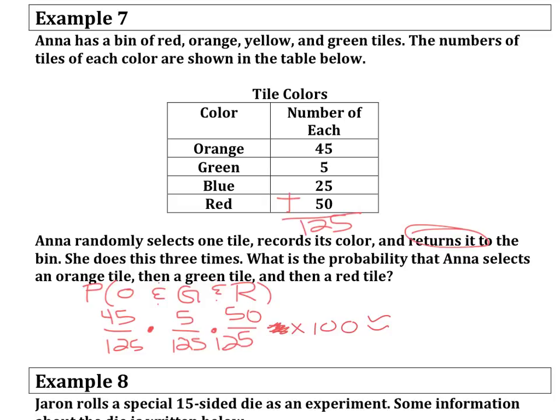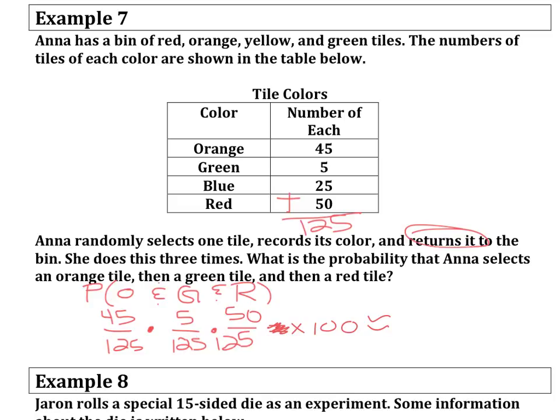So you are making a very specific case here. We want to know what's the chance of her getting orange and green and red. Because you're being so specific, your chances of this happening is probably very small. So when you multiply, don't be alarmed if you get a very small decimal. Don't be alarmed if you get a decimal even after you multiply by 100, and that's your percent.